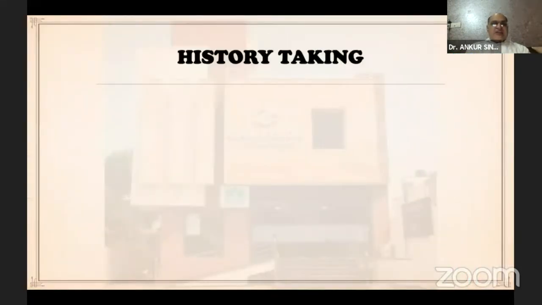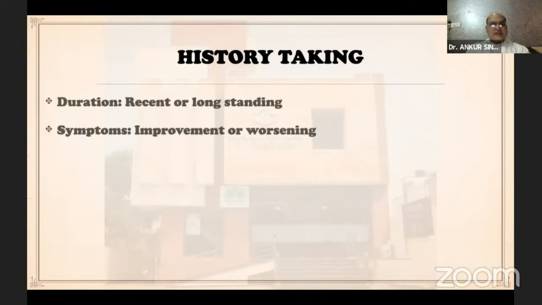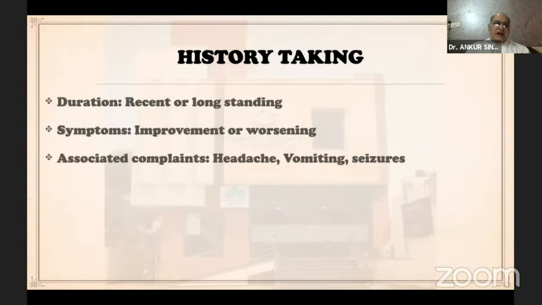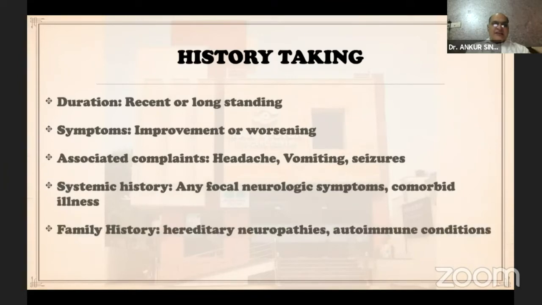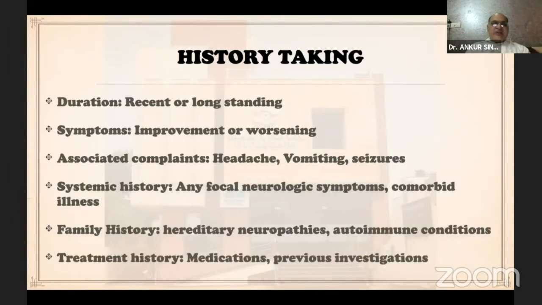The history taking starts with the duration of symptoms, whether they are recent or long-standing, and whether they are improving or worsening. Associated complaints of headache, vomiting, seizures. Systemic history of focal neurological symptoms and comorbid illnesses. Family history in terms of hereditary neuropathies and autoimmune conditions, and treatment history, whatever has been given, and previous investigations, because sometimes drugs can also lead to neuro-ophthalmic disorders.